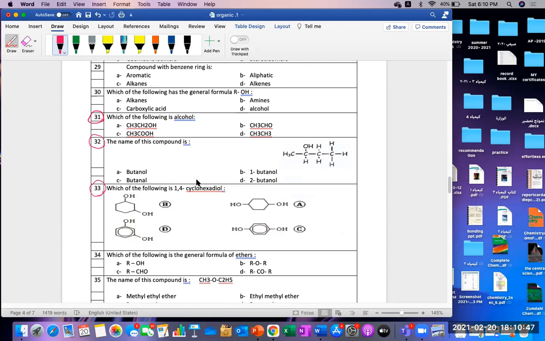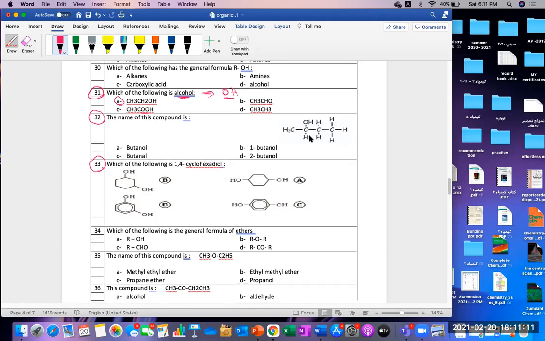Okay. For 31, which one is alcohol? Questions? Okay. Which one is alcohol? Alcohol means it will contain a hydroxyl group. So it will be A, because this is the only one with a hydroxyl, and this is a different functional group. We will talk later about it. Okay.